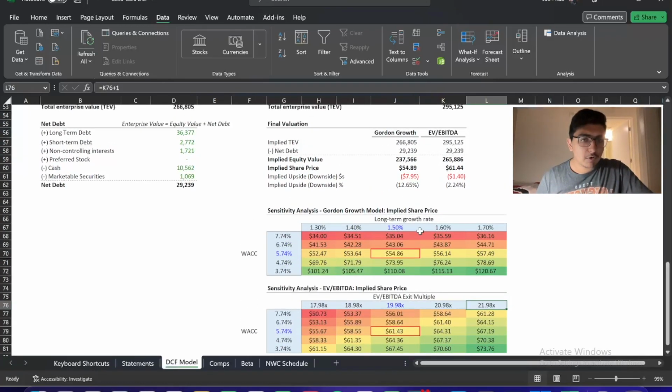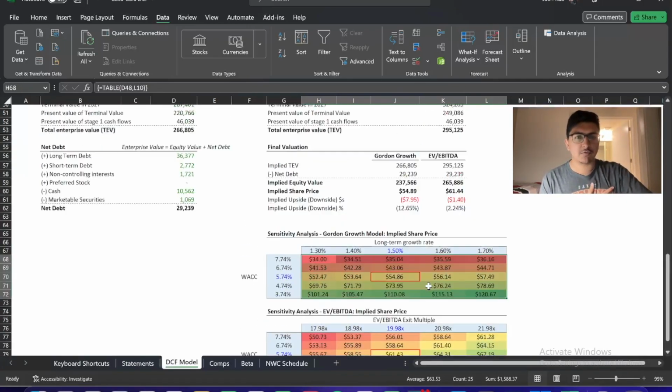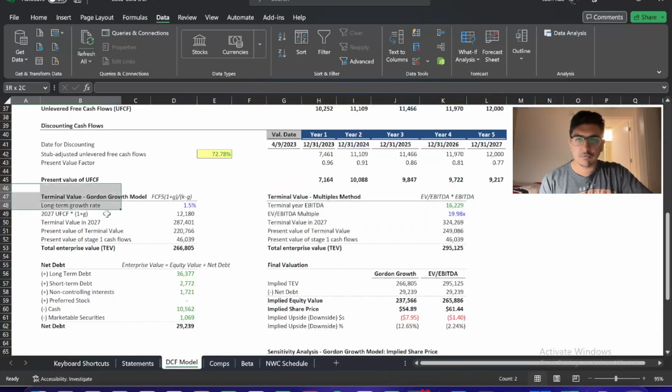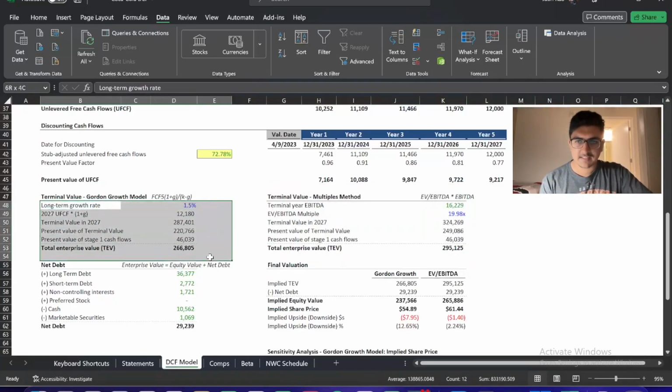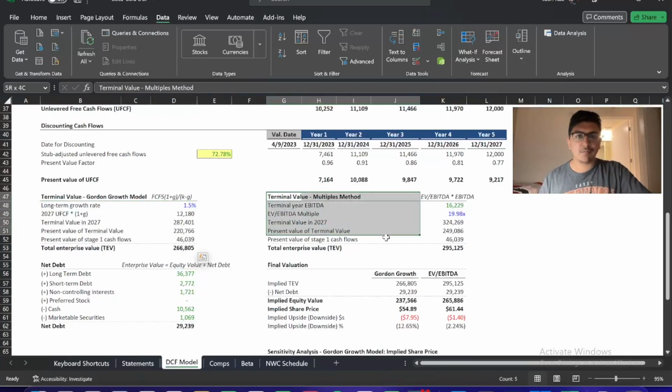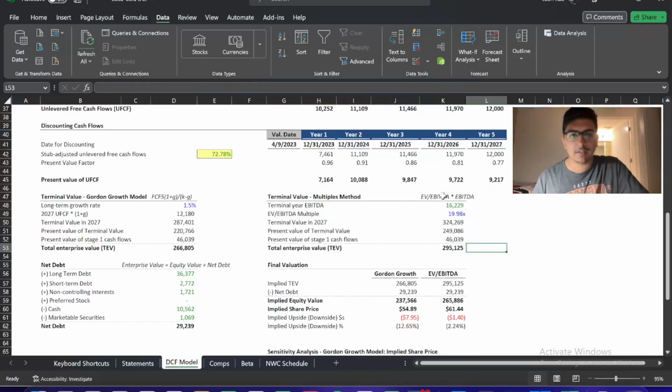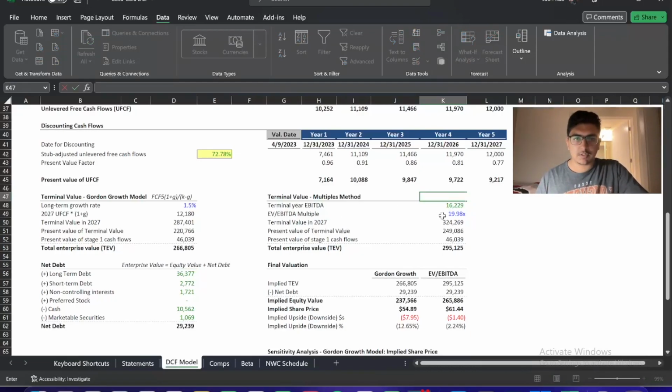You don't have to do the growth rate because this is very, very volatile. I personally would just recommend doing the EV to EBITDA multiple, but I think it's good to do both because this is technically more finance theory based. This is more markets based and what investment bankers would actually use. People would probably use EV to EBITDA multiples over here.